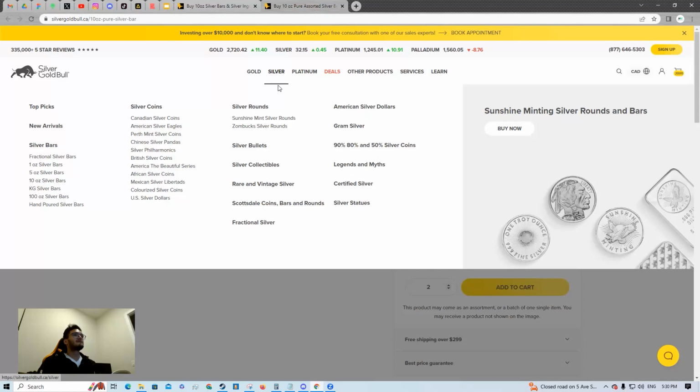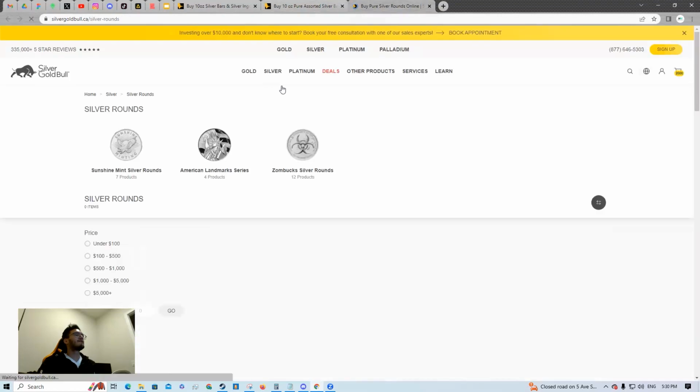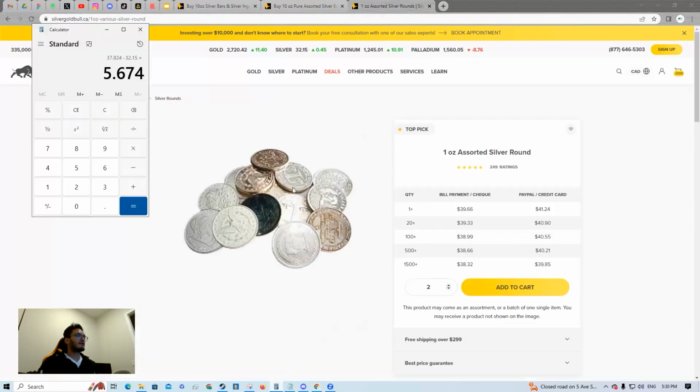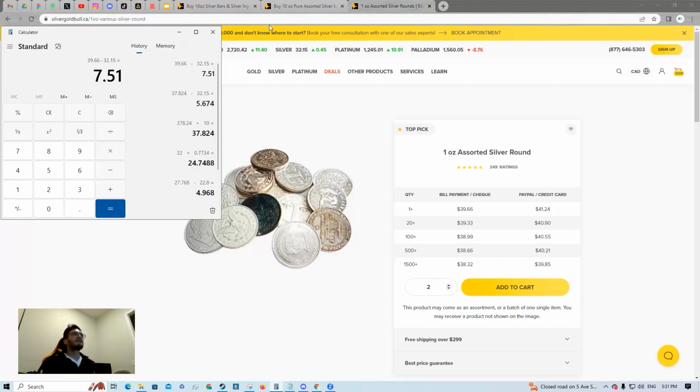So we can tell that our product premium on the 10-ounce assorted silver bar is $5.67. Now let's pull up a silver round, the assorted silver round, and we'll do the exact same math. In this case, this one's super simple because it's just an ounce. So you're going to take the first price, which is $39.66, and subtract spot, $32.15. So we get $7.51 as the product premium. So what we can see right now is the 10-ounce silver bar was $5.67. The 1-ounce silver round was $7.50.